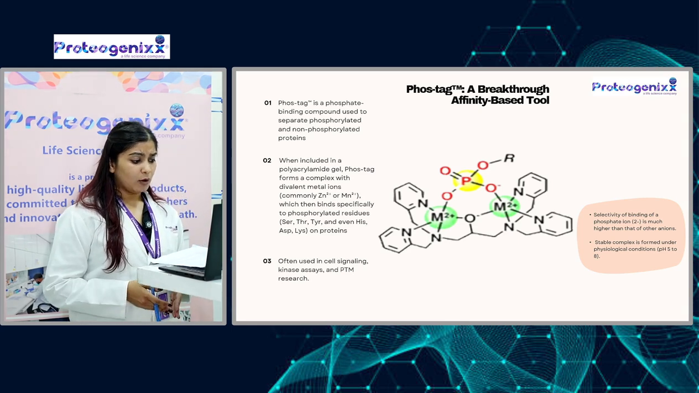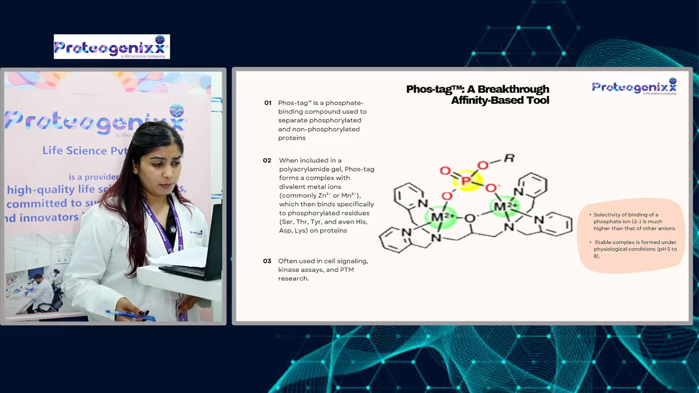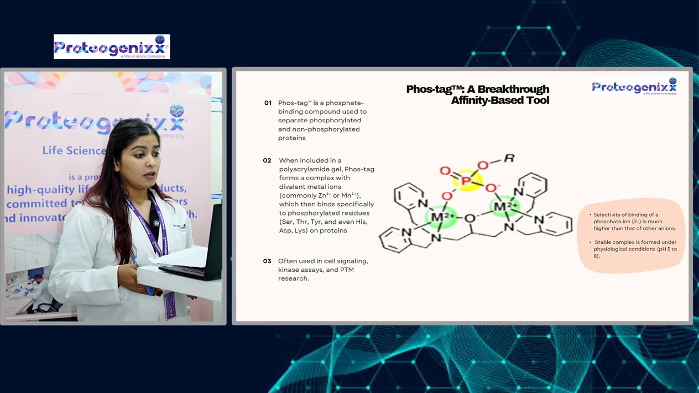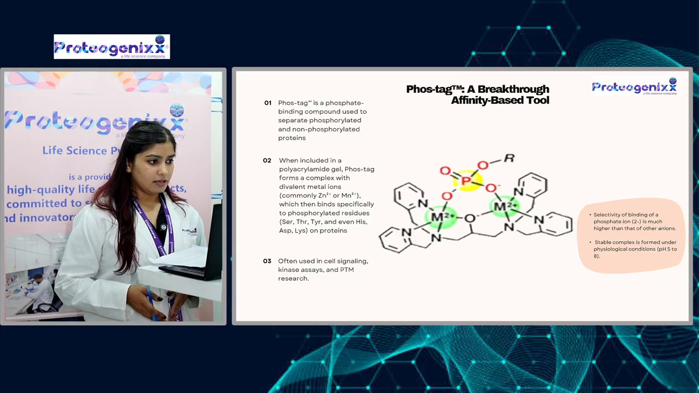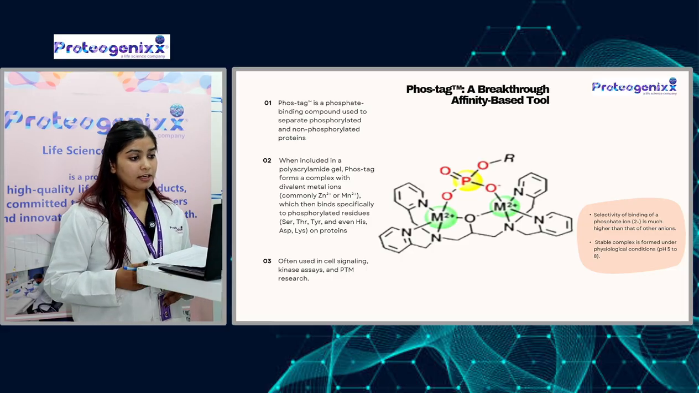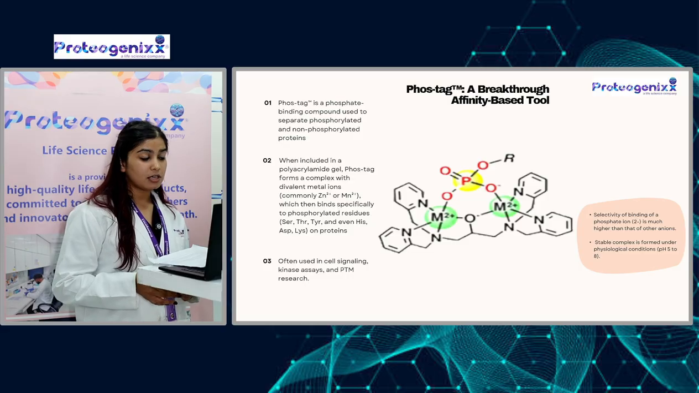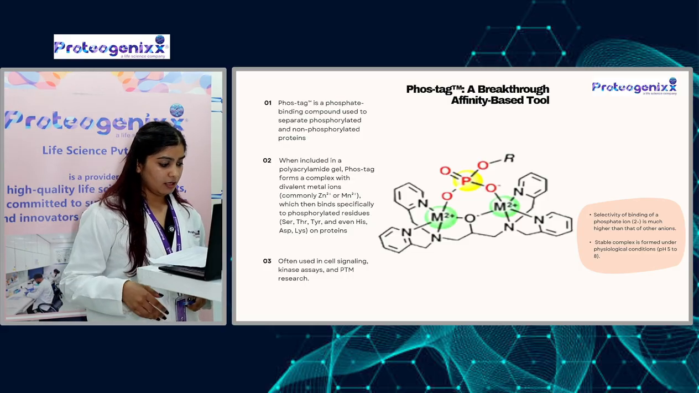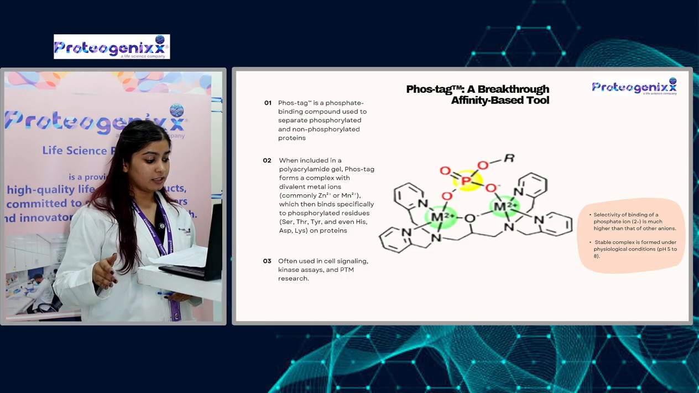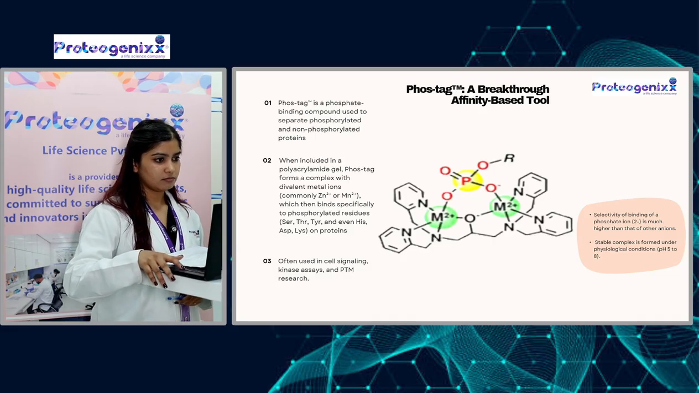Fostak is a compound which binds to the phosphate group using divalent metal ions, commonly zinc and manganese ions. When they are included in the polyacrylamide gel, Fostak forms a complex with the divalent metal ion and binds specifically to phosphate residues on amino acids.